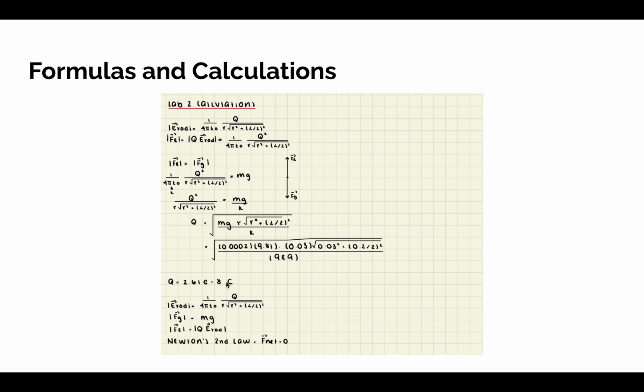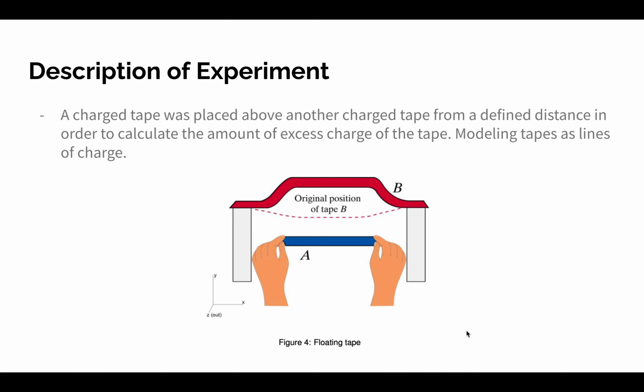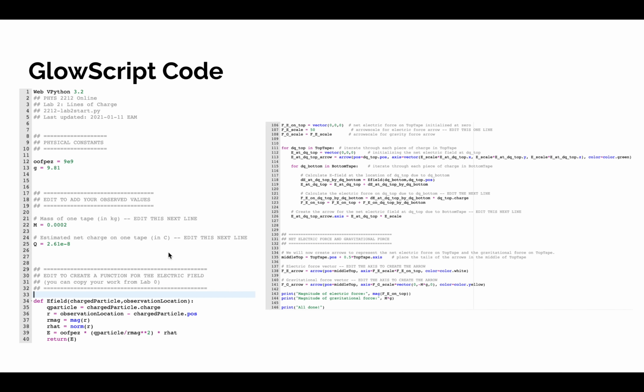8 coulombs. And here are other formulas that I just used to do the calculations in this lab. As I said before, we did the same experiment as Lab 1, in which a charged tape was placed above another charged tape from a defined distance in order to calculate the amount of excess charge of the tape, modeling the tapes as lines of charge instead of point charges.